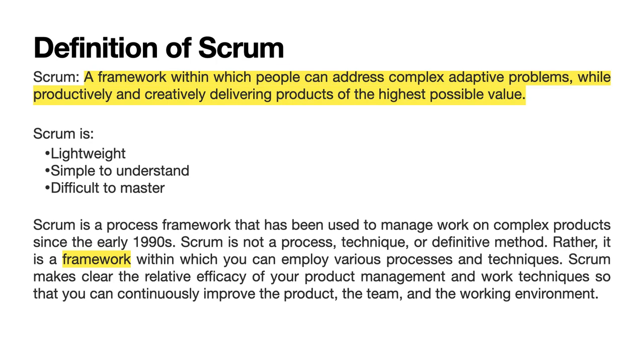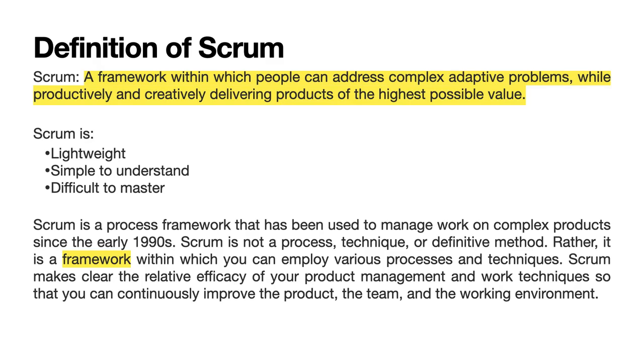A framework within which people can address complex adaptive problems, while productively and creatively delivering products of the highest possible value. Scrum is lightweight, simple to understand, difficult to master. Scrum is a process framework that has been used to manage work on complex products since the early 1990s. Scrum is not a process, technique, or definitive method. Rather, it is a framework within which you can employ various processes and techniques.